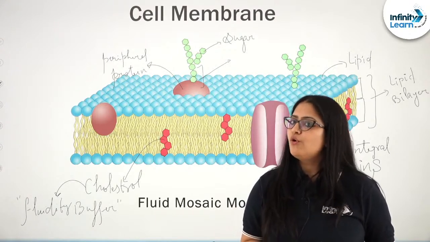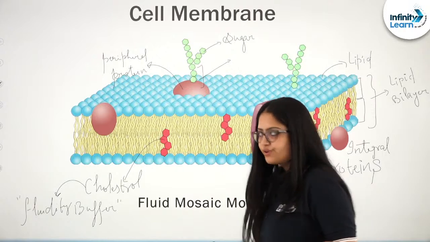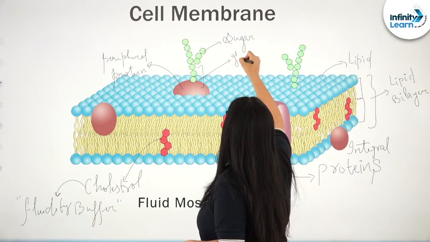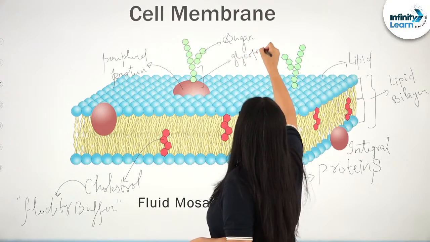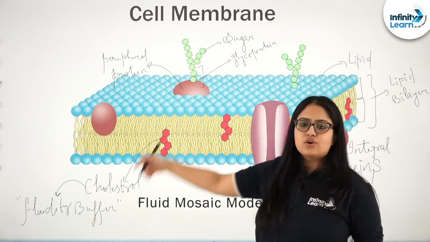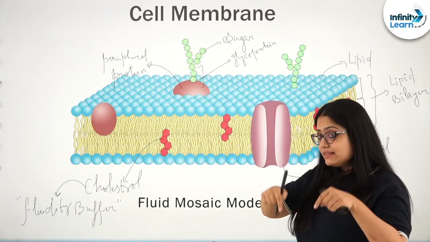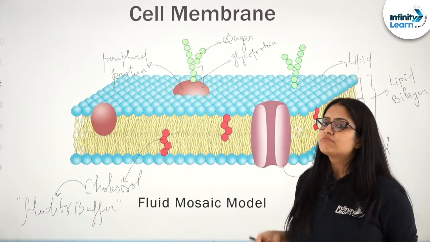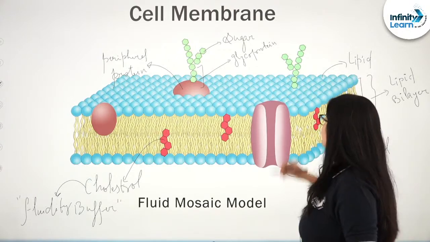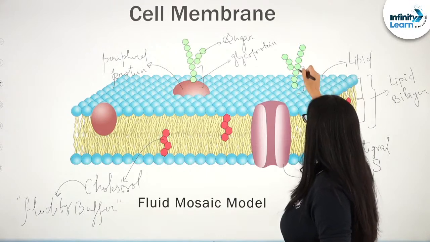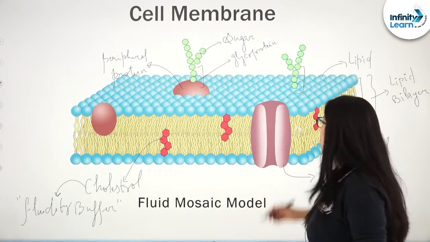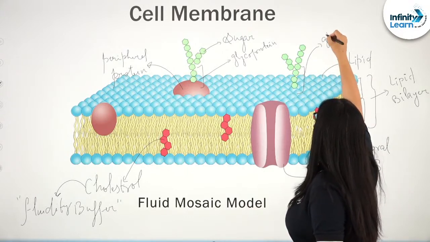Glycoprotein. The word glyco is used for sugar, carbohydrate. So this whole association is known as glycoprotein. And similarly here also you can see the sugar or carbohydrate molecule, right? But this time it is not associated with protein, rather it is associated with lipid. So this association of sugar and lipid is termed as glycolipid.